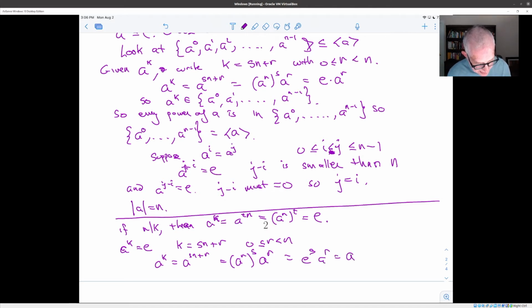So that's equal to A to the R, which is the identity. But here we have R less than N and bigger than or equal to 0. And N is the smallest positive integer for which A to the R can be equal to E. So since R is less than N, R must equal 0. And that tells us that K is a multiple of N.